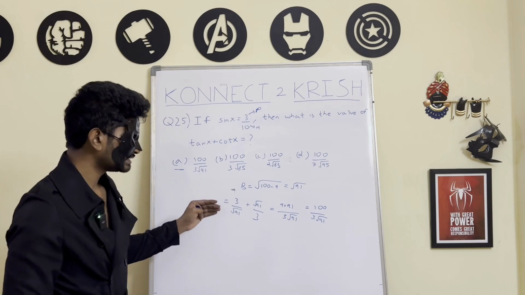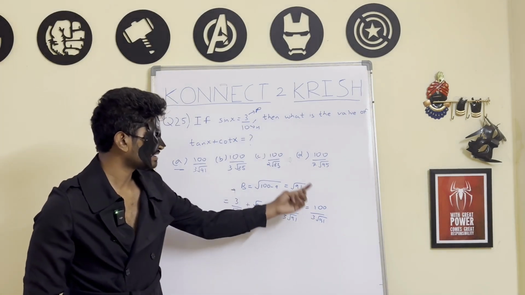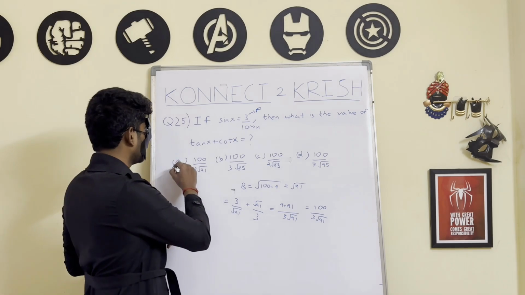So in exam, try to save your time as much as possible. As soon as you see root 91 as base, you should be able to tick A, option A.